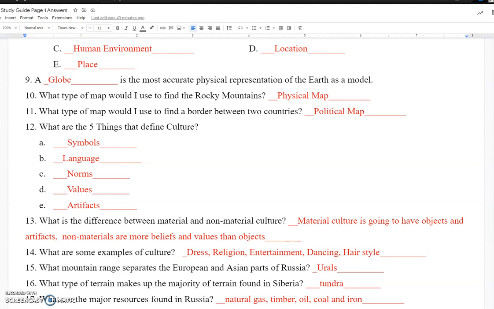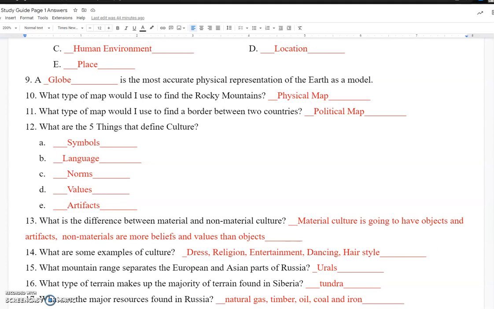And the last one is artifacts. Those are just things that we collect. So like knickknacks, or whether or not we use AirPods or your phone, all of those kinds of things are part of your culture. They are all artifacts.